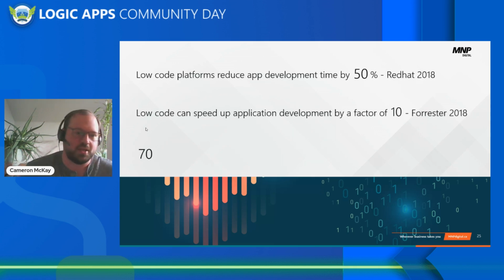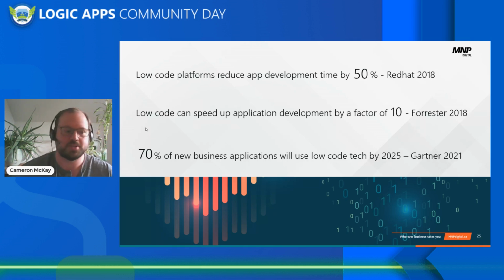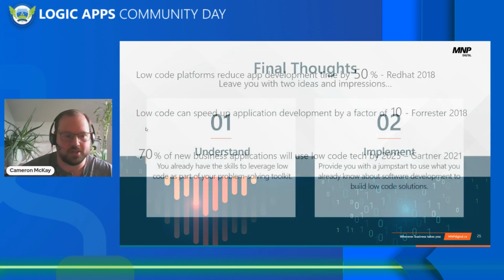Forrester in 2018 said that it could speed up application development by a factor of 10. So there's a lot of advantage here to actually using a hybrid of pro and low code in your solutions. And then 70% of new businesses will use low code by 2025. So that's a year away. That was Gartner in 2021. So it really makes sense to start using low code as part of your solutions.